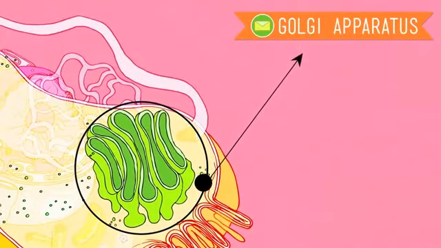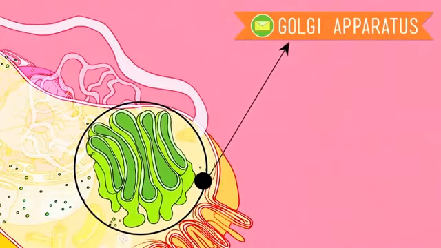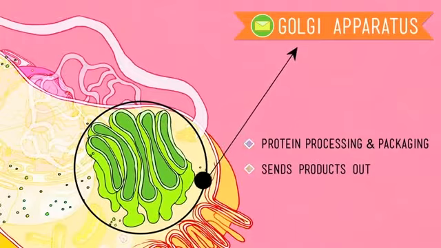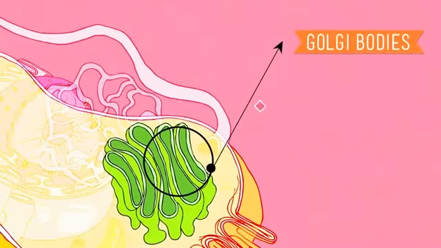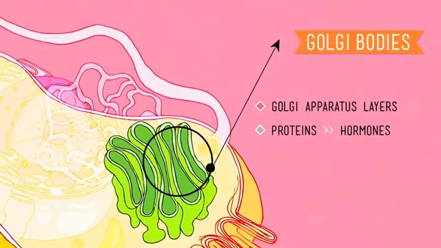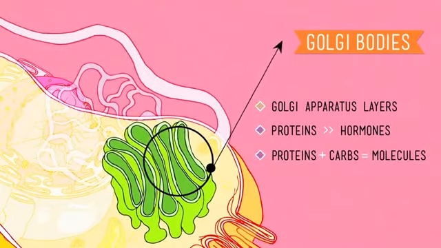In the city that is the cell, the Golgi is the post office, processing proteins and packaging them up before sending them wherever they need to go. Calling it an apparatus makes it sound like a bit of complicated machinery, which it kind of is, because it's made up of these stacks of membranous layers that are sometimes called Golgi bodies. The Golgi bodies can cut up large proteins into smaller hormones and can combine proteins with carbohydrates to make various molecules, like for instance, snot.